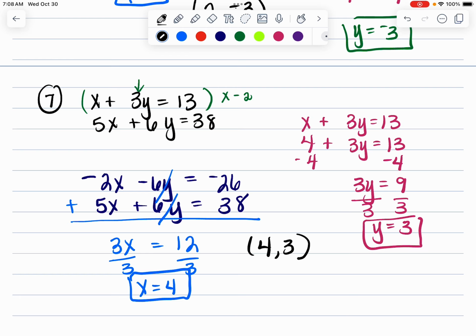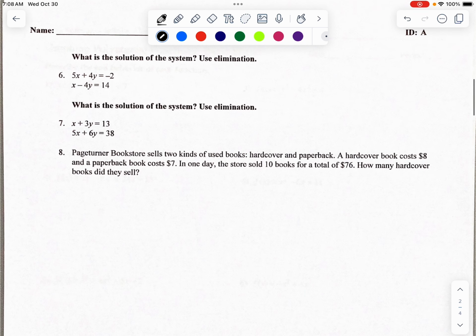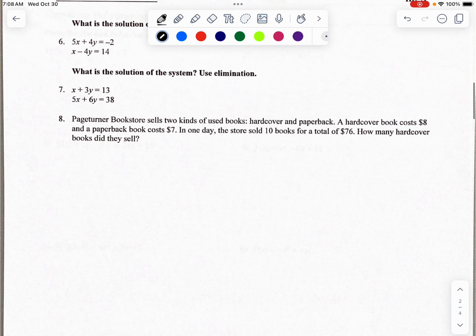All right, and then we get to number 8. Number 8 is the word problem. I remember these are the ones where you have two unknowns. In this case, we have two kinds of books. We have a hardcover book and a paperback book. It tells us the cost of each of the books, and in one day the store sold a total of 10 books, and the price was $76. So how many hardcover books did they sell is what you're looking for specifically.